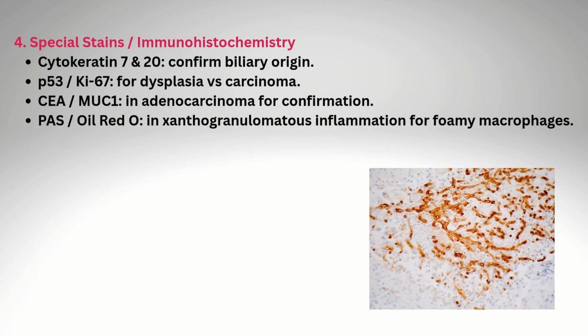Special stains: cytokeratin 7 and 20 for biliary origin; p53 and Ki-67 for dysplasia versus carcinoma; CEA and MUC1 for confirmation of adenocarcinoma; and PAS special stain is used in xanthogranulomatous inflammation for foamy macrophages.